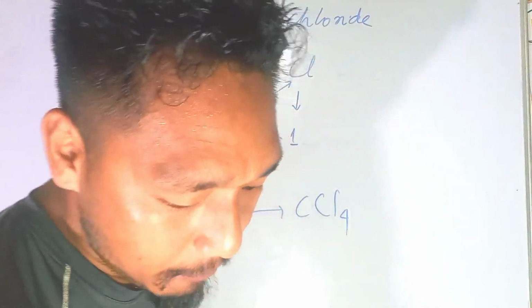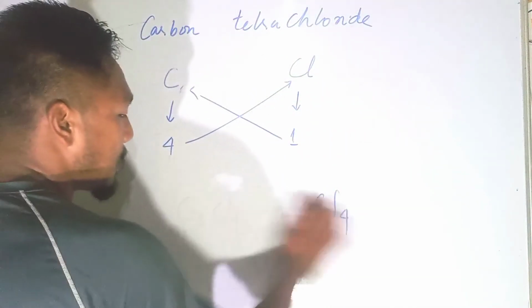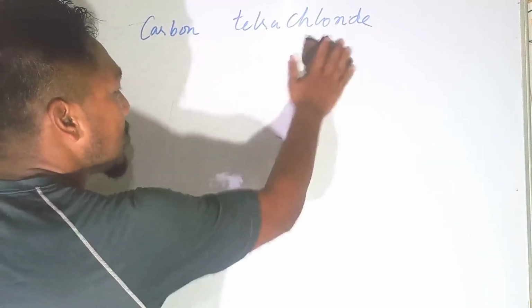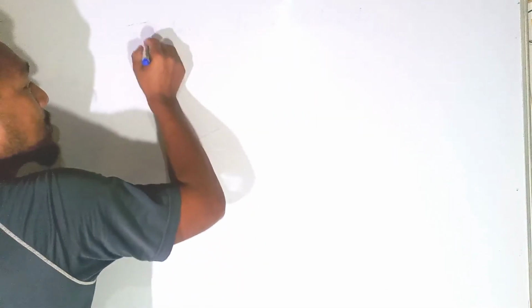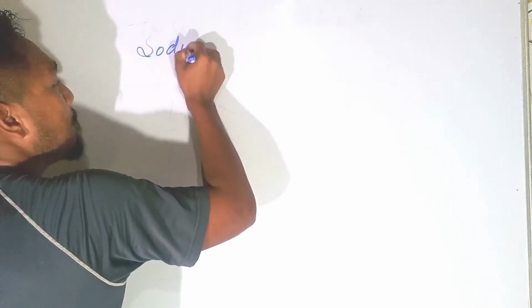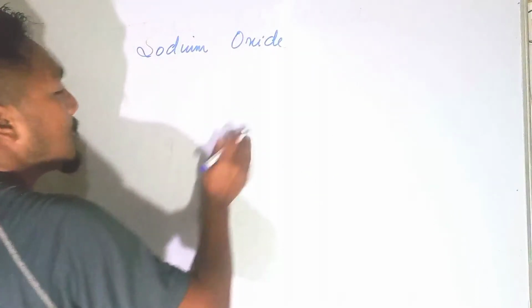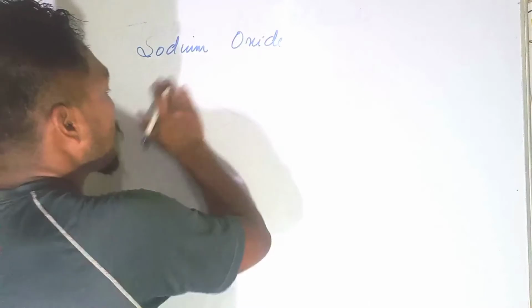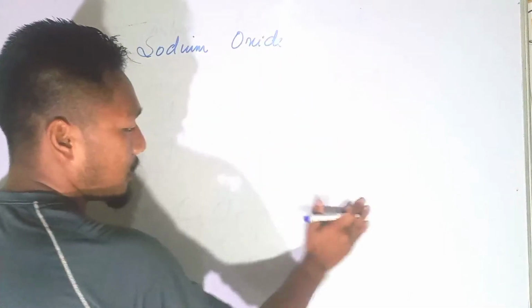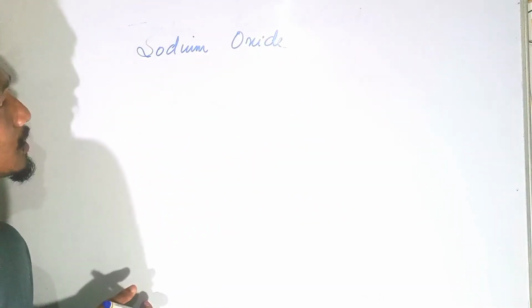Similarly, let's write the next formulas given as examples in your textbook. It is already given. That is question number 1, sodium oxide. If it is sodium oxide, then what shall we write here?